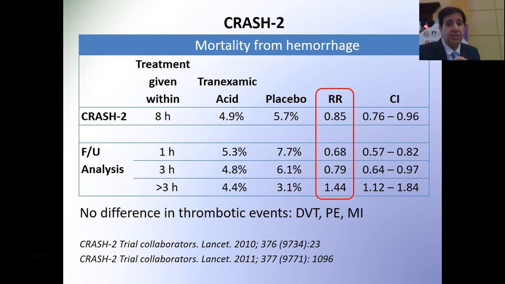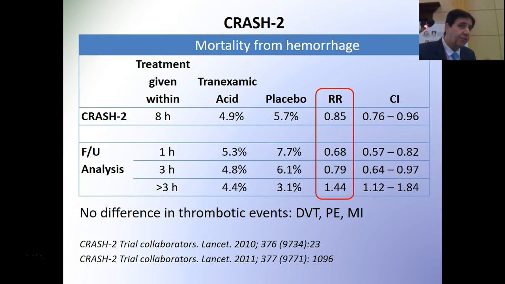So this study was about 2010, 2011. Actually, in the initial publication of the CRASH 2, they only calculated the mortality from hemorrhage when the tranexamic acid was given within 8 hours. And at that time, the relative risk was 0.85. So it did decrease mortality from hemorrhage, but at a lesser effect.